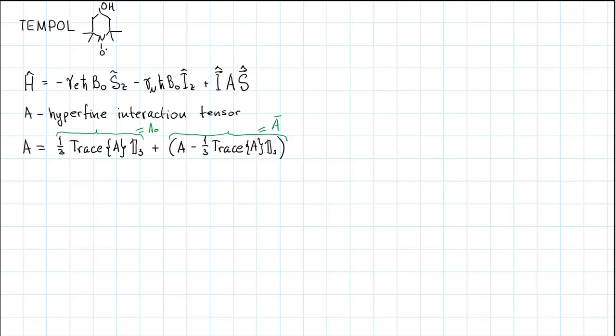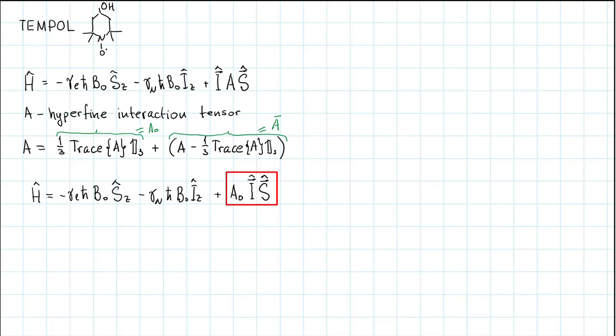This allows me to simplify our Hamiltonian H. In the new expression, we have a scalar product of the vector operators I and S multiplied by a constant A0, instead of the product of the vector operator I with the tensor A and with the vector operator S. Additionally, this last term in the Hamiltonian can be simplified even further.